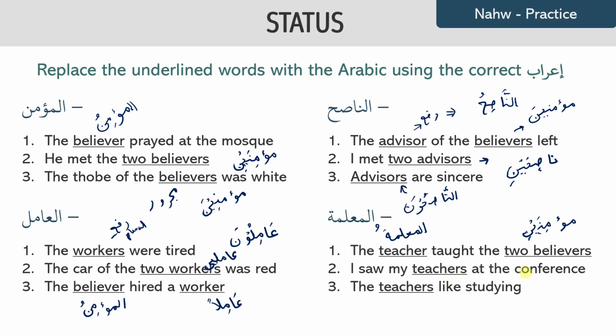I saw my teachers at the conference. I saw what? My teachers. So my teachers here is going to be plural, so it's going to be mu'mi, ni. So in this case, it's not mu'minina because it's mudaf, so it's going to be light. But it doesn't matter even if you say mu'minina or mu'mini, you'll be correct because you still manage to understand that it's that particular word.